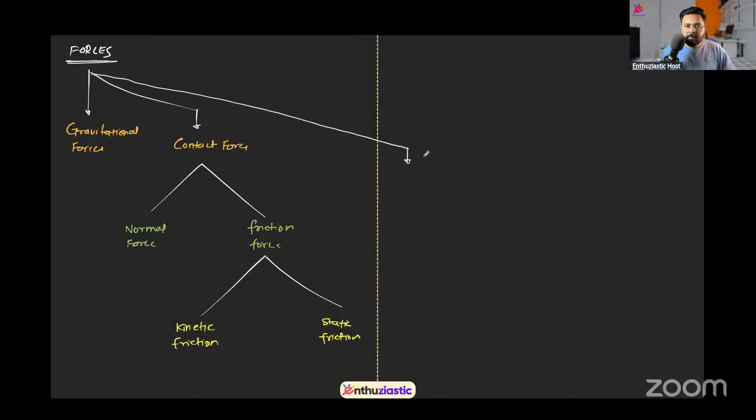This is workable. So the next force after contact force that we have is called tension. Tension force is basically when you take a string and you pull it, you stretch it, or you try to stretch it. What happens? It becomes sort of rigid. That force is called tension force. And the last force that we have is called spring force.